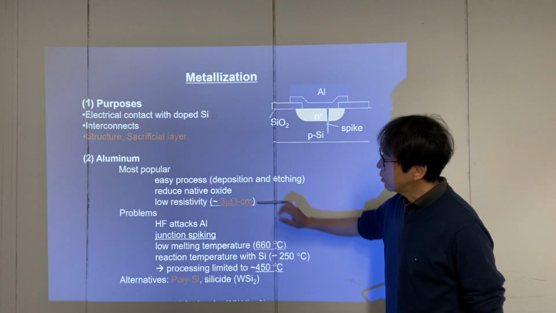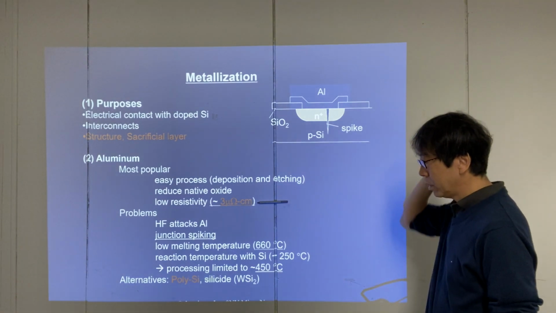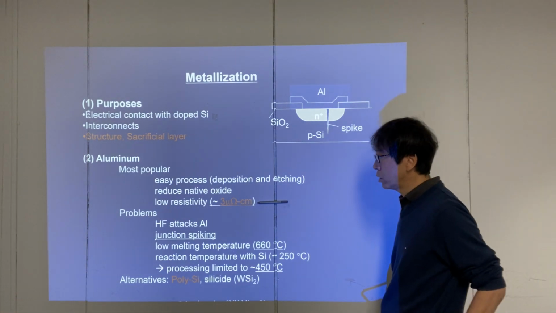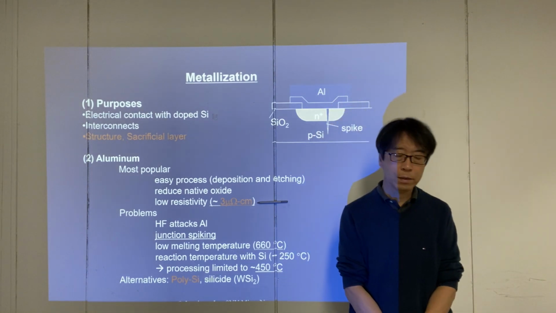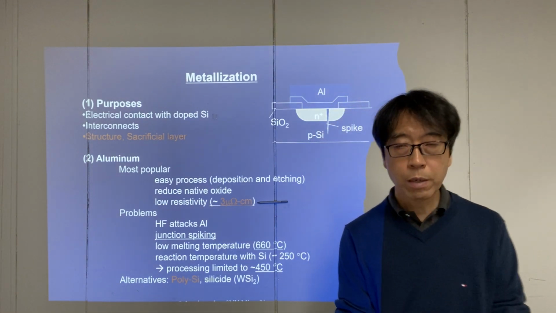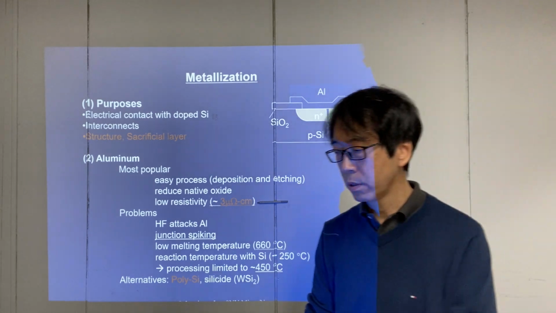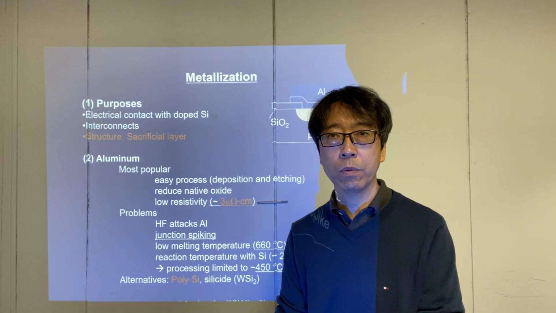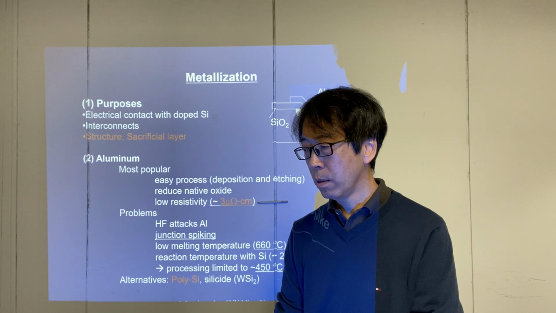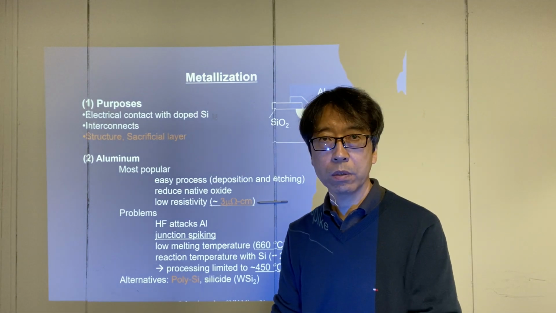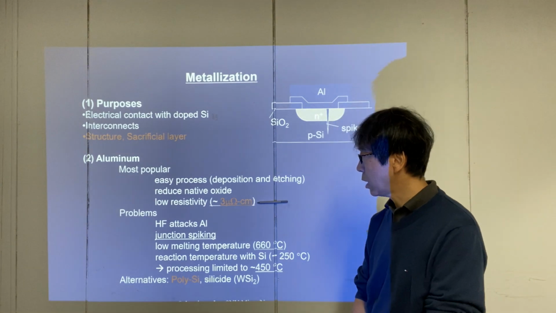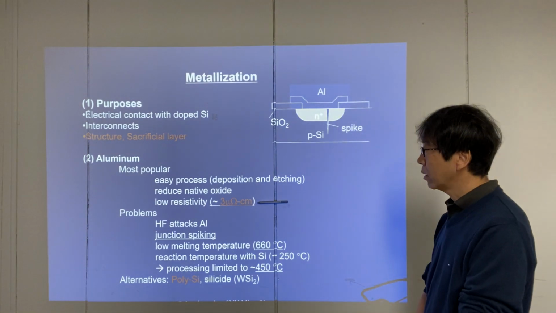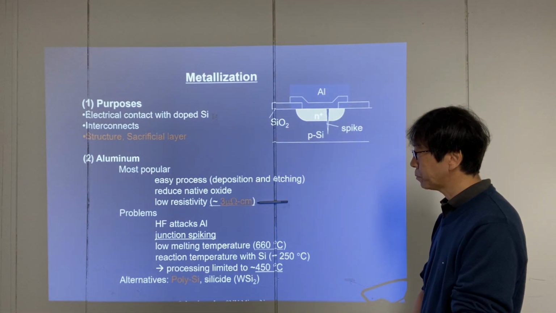And more than anything else, aluminum has one of the lowest resistivities, which means it's highly conductive. It's only 3 micro ohm centimeters. What was the typical resistivity you would obtain with polycrystalline silicon? Well, it's about 1 milliohm centimeter. Aluminum is 1,000 times more conductive than polycrystalline silicon.